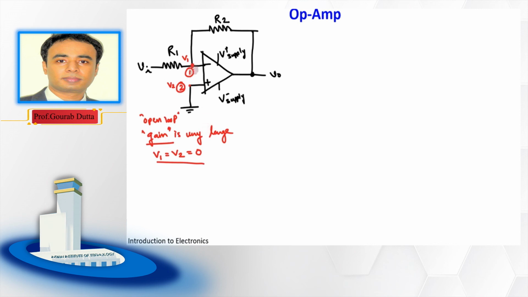But the thing is, is it really grounded? Can any current flow from this node 1 to ground? The answer is no. So it is at ground potential, but it is not directly connected with the ground, as no current can flow from here to here. No connection, right? So this ground is called the virtual ground.